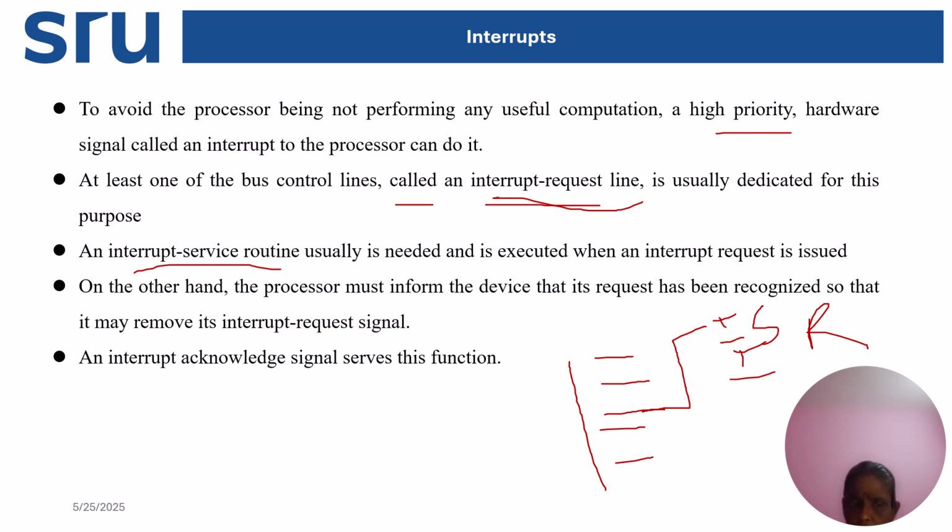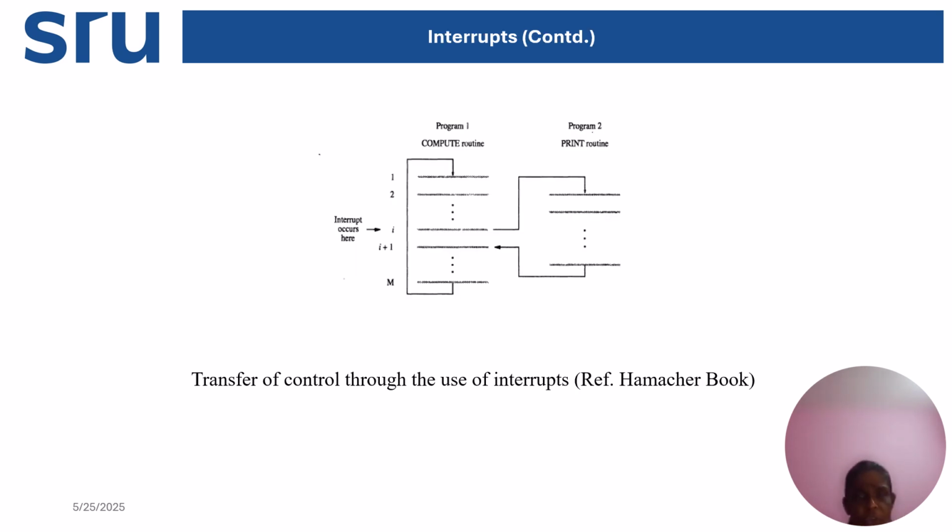An interrupt acknowledge signal serves this function. So if an input device sends an interrupt signal, the processor has to accept, saying, okay, I am ready to serve you. That is indicated by sending the interrupt acknowledge signal. After that, it goes to the ISR and then the data transfer is completed. So next, how is it transferred? I have already shown it through the mouse. In between, this is the main program.